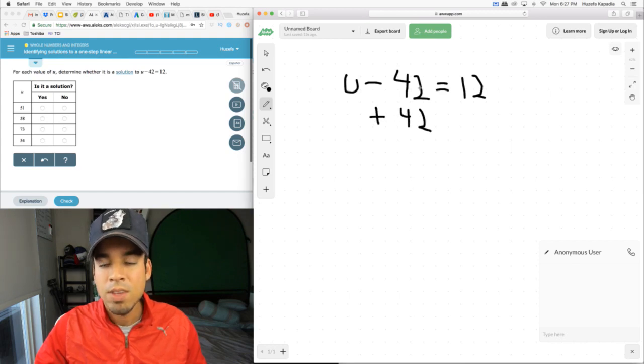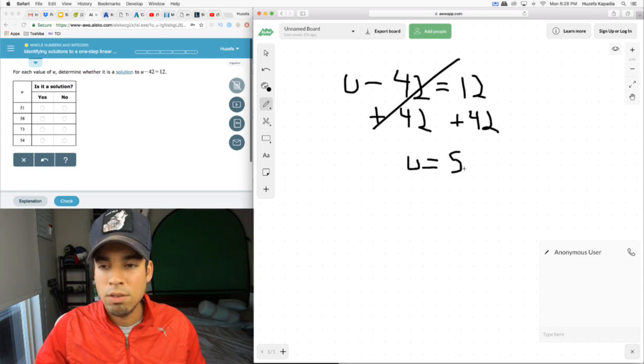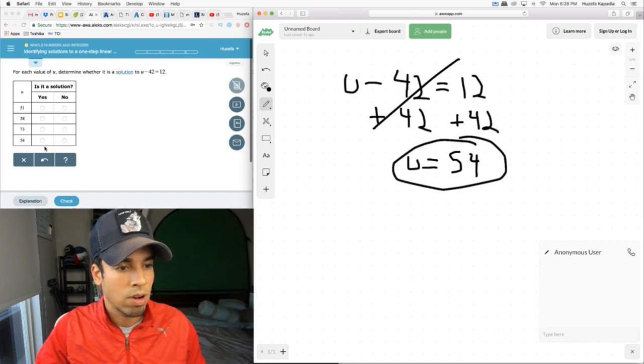And by the way, this is a negative 42 because of that minus sign. So the only way to do the opposite and get it to 0 is to add a positive 42. These guys cancel out. Now we have u equals 54. And there's only one answer. So there's only one of these that can be correct, and that's here. The rest all have to be no.